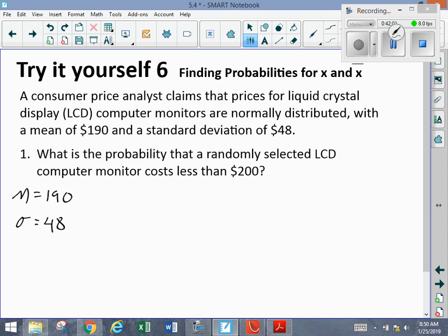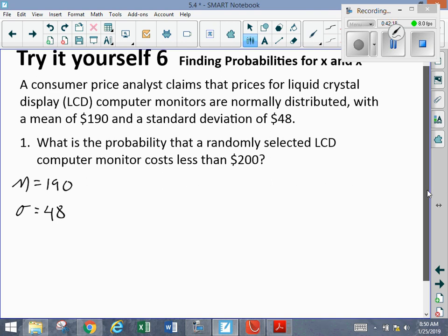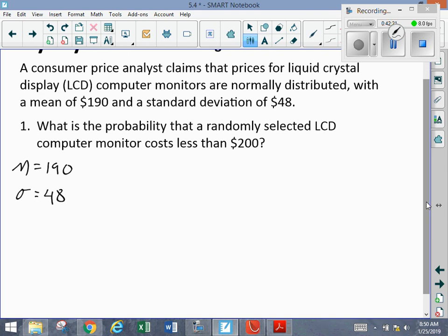It's actually talking about the population already, right? So we don't have to do that calculation where we do the standard deviation divided by the square root of the sample size, because there's no sample size. So this is just straightforward what we're doing at 5.3. So let's go for it. What are they asking for? They're asking for the area of the shaded region, if this is normally distributed with a mean of 190, and we want to know the probability that it costs less than 200. So we want the area of this shaded region.